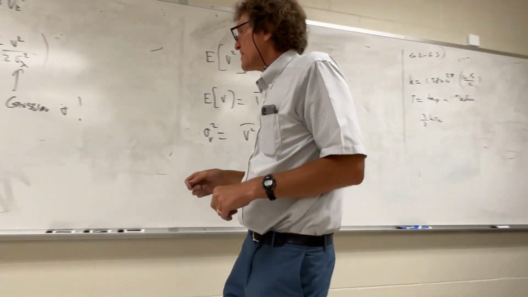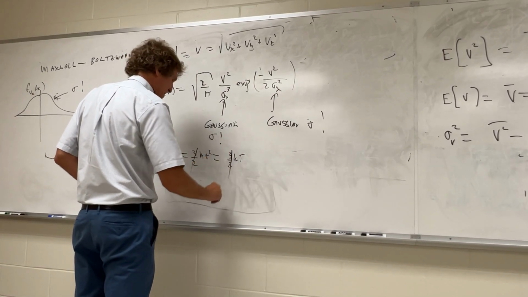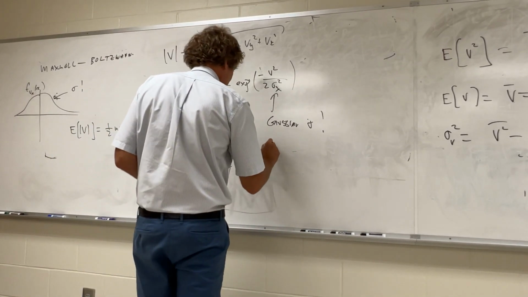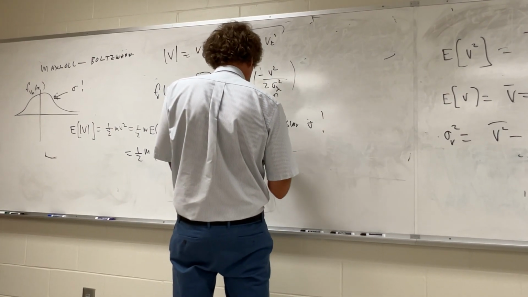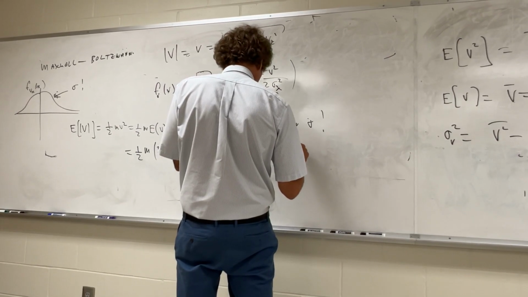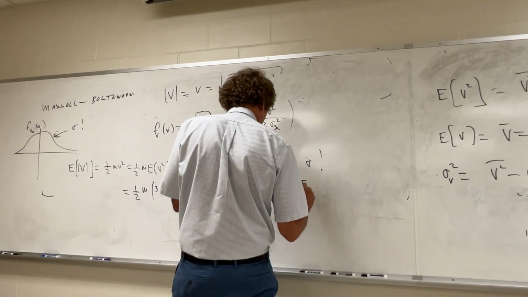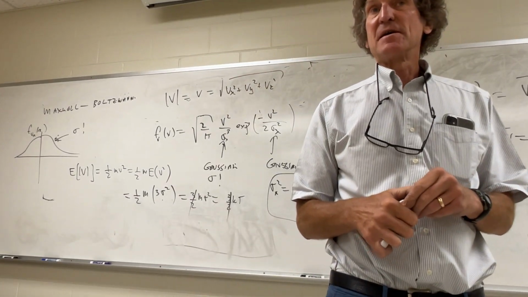That's it. Okay. And that means if you look at this, the 3/2 cancel, right? And you get sigma squared is equal to, and this is the Gaussian sigma squared, kT over m. And that's the mass of the molecule. See it? That's it.